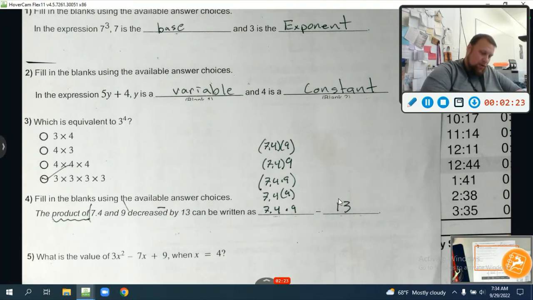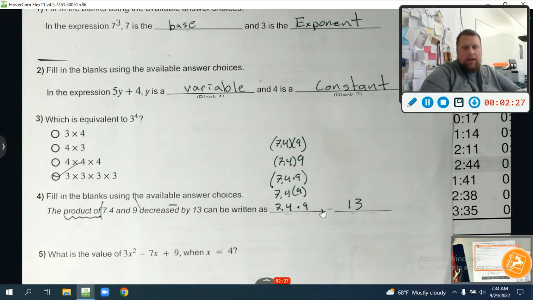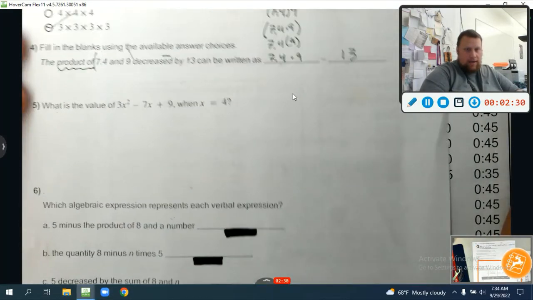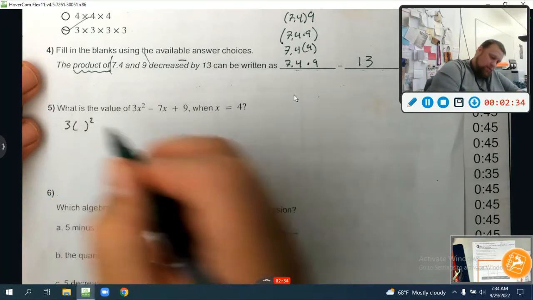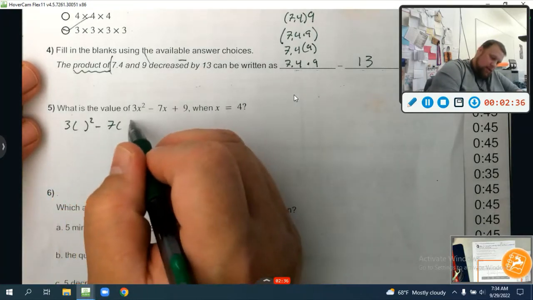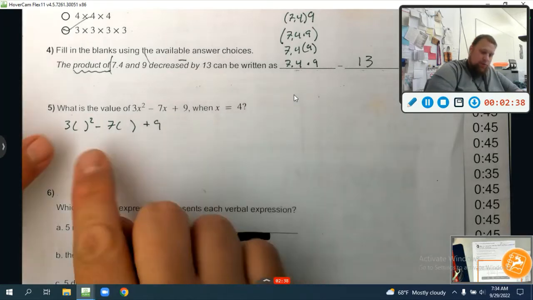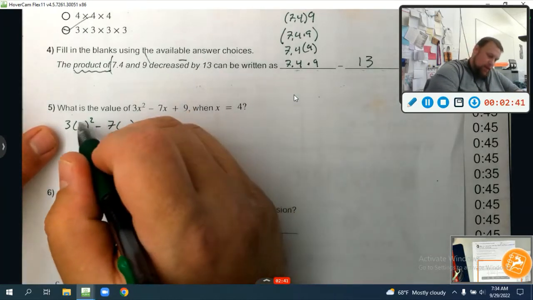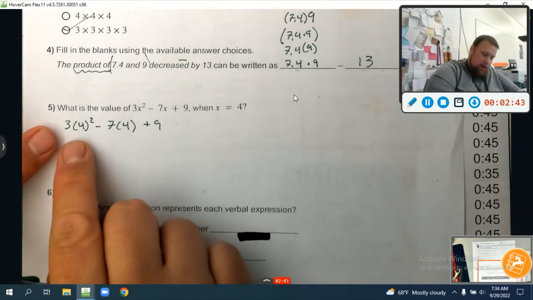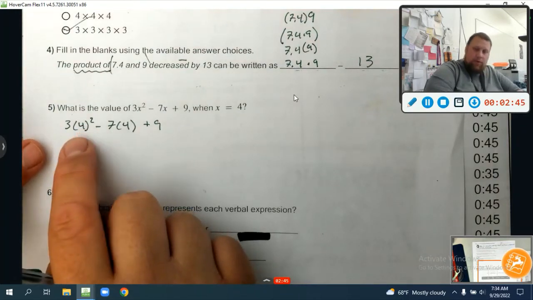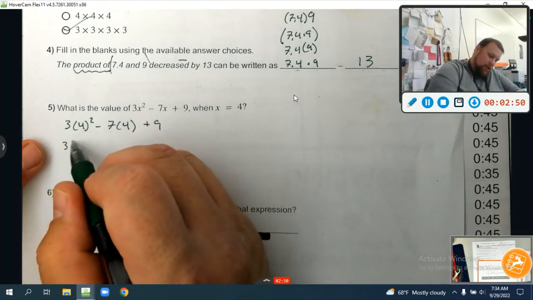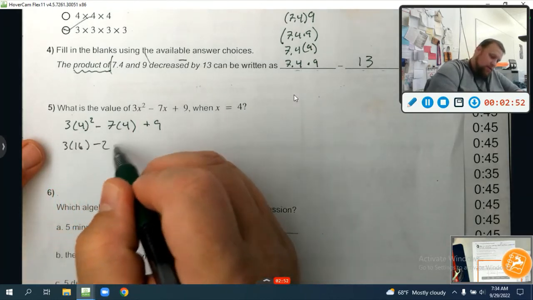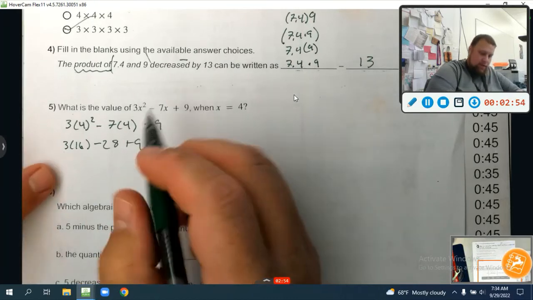What is the value of 3x squared minus 7x plus 9 when x equals 4? Okay, we're just going to plug in x equals 4. So remember what I do. Boom, boom, squared minus 7 plus 9. Put parentheses where there's going to be the variable, and I just put that in there. All right, 4 squared. Remember, we got to do exponents first, right, PEMDAS? Exponents first, that's 16, so I'm going to have 3 times 16 minus 28 plus 9.